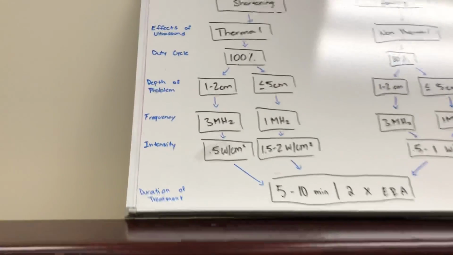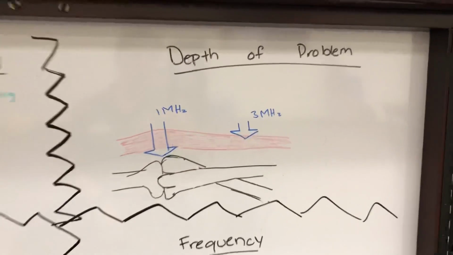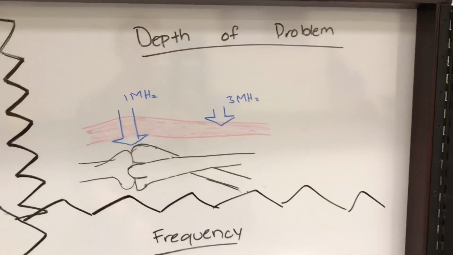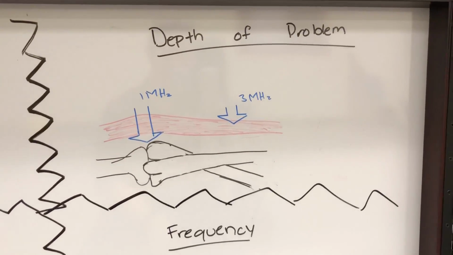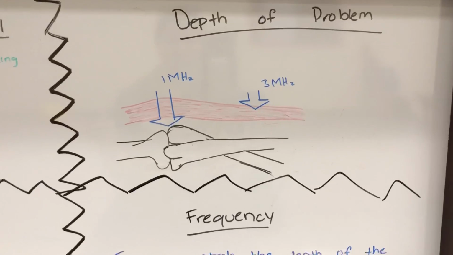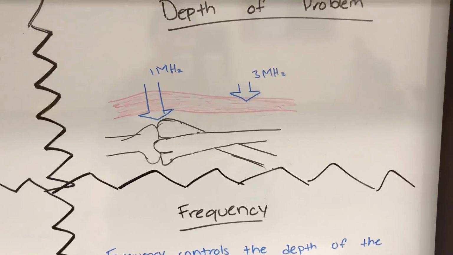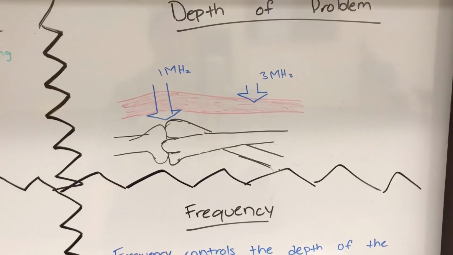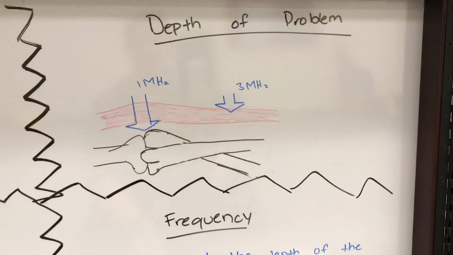So after duty cycle, you can see that we have depth of the problem. You have to know your anatomy in order to use the ultrasound. You have to know what areas you're targeting. Bone is deeper than muscle. If you want to get to the bone, you're going to have to use a different frequency and different intensity than you would use if you're using the muscle.